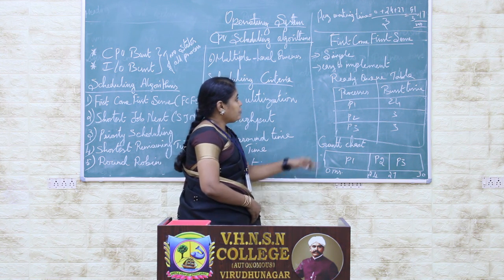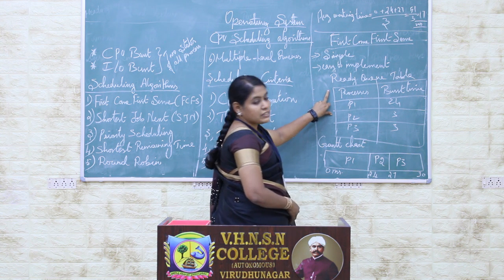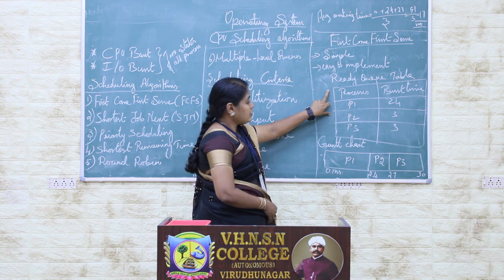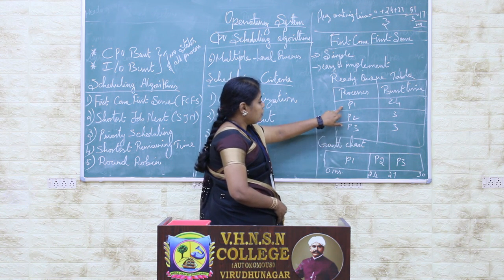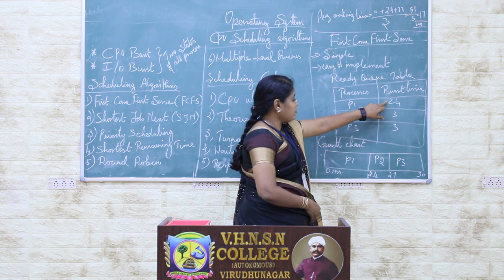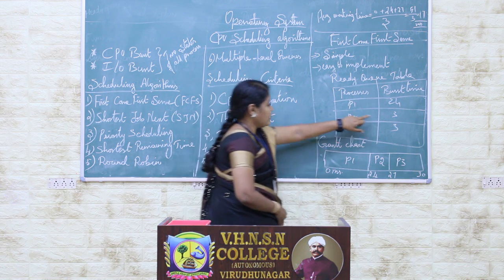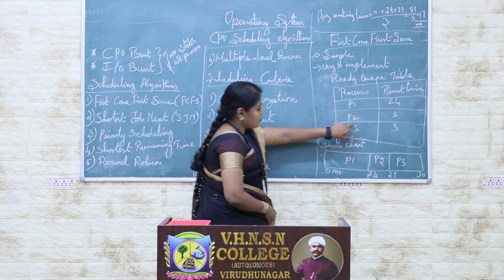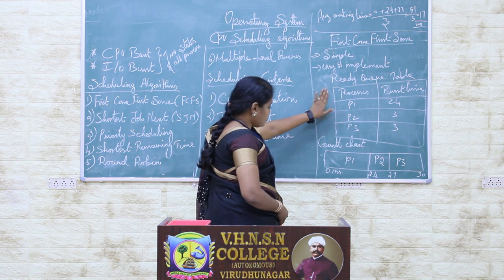Now we see an example for the first come first serve implementation. Here this is the ready queue table. In this table we have three processes, P1, P2, P3. The P1 process burst time is 24, the burst time for the P2 process is 3, and the burst time for the P3 process is 3. So the processes are in the ready queue.